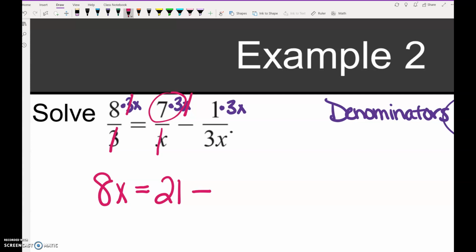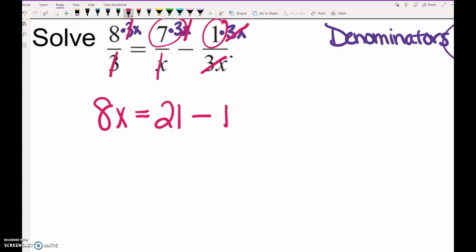Minus. The 3x on the bottom cancels out the 3x on the top, and we are left with 1. Does 8x equal 21 minus 1? Does that look simpler than whatever we started with? Absolutely. So this means that 8x equals 20.